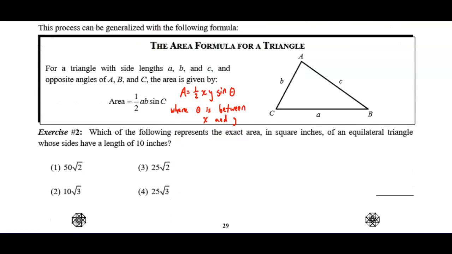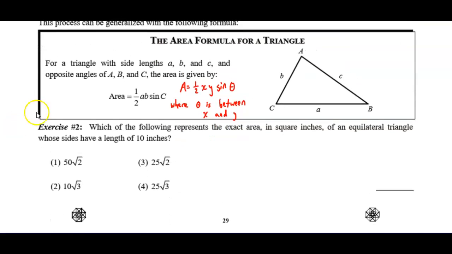All right, so exercise 2: which of the following represents the exact area in square inches of an equilateral triangle whose sides have a length of 10? Okay, so let's draw that equilateral triangle. Side length's 10. We go 10, we go 10, and now a third side 10. And about an equilateral triangle, I also know that I have 60-degree angles, so we can put those in as well.